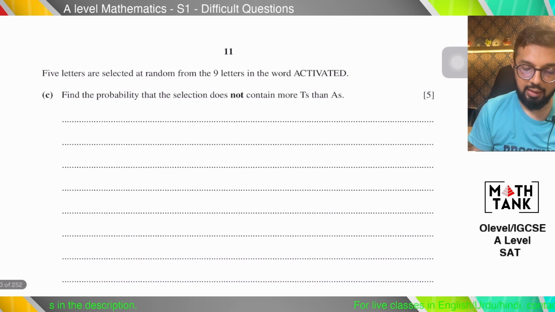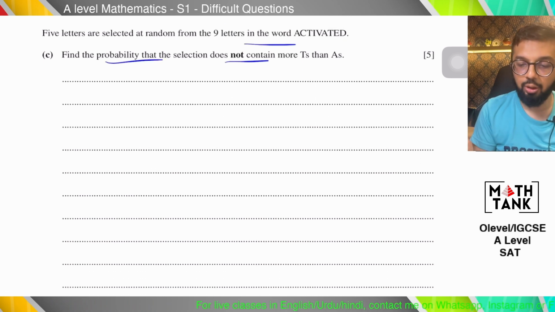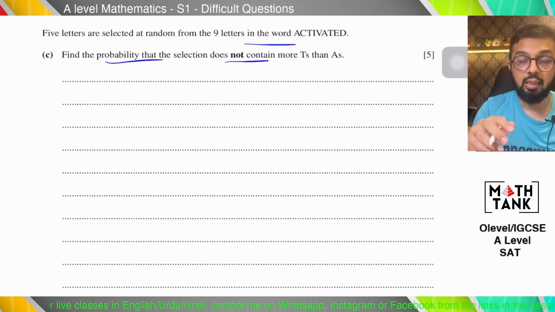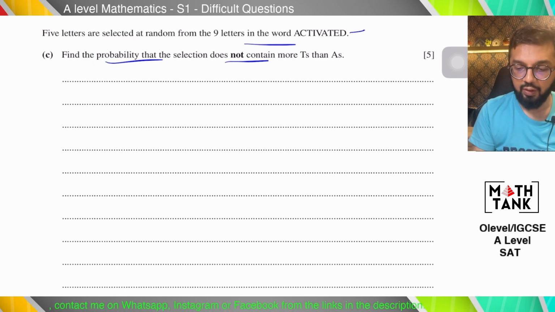Okay. Then 5 letters are selected from the 9 in the word ACTIVATED. Find the probability that the selection does not contain more T's than A's. Now remember, this is a selection question and it's about probability. The first thing I decide is the denominator. The denominator always has to be the unrestricted combination, so 9C5.